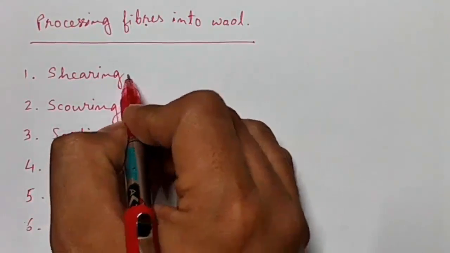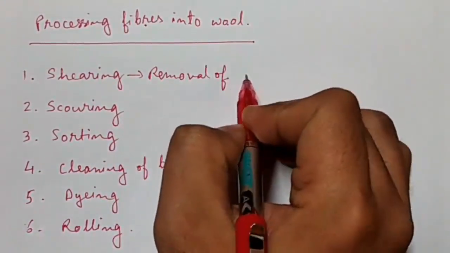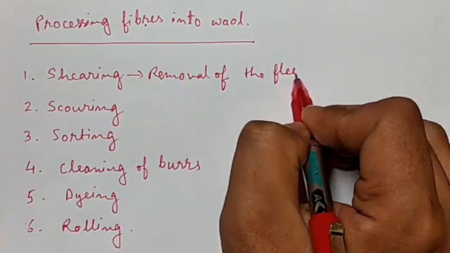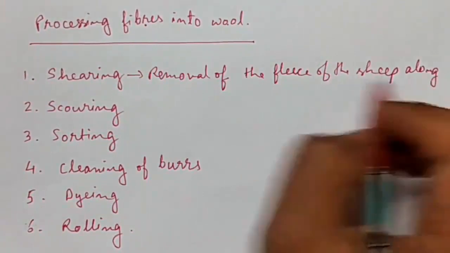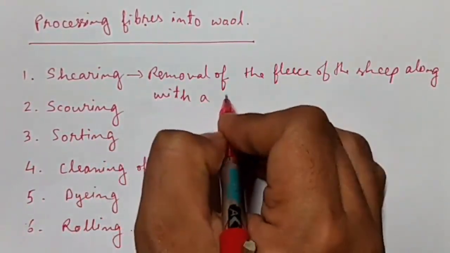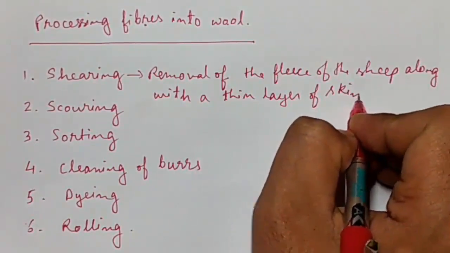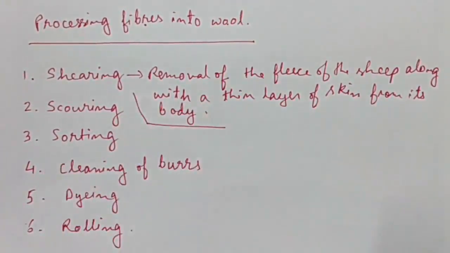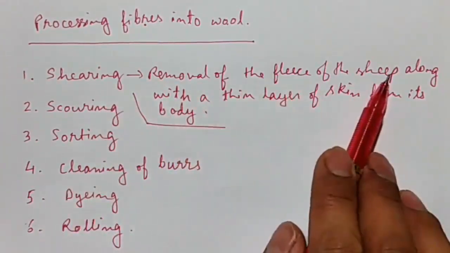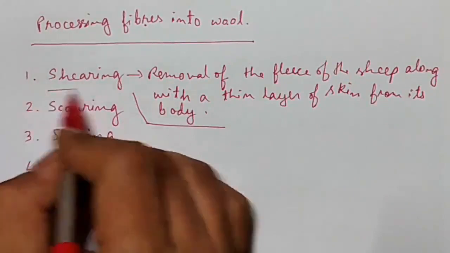The first step, shearing, is the removal of fleece of the sheep along with a thin layer of skin from its body. Okay, try to remember this definition also. Shearing is the removal of the fleece of the sheep along with a thin layer of skin from its body. First of all, we will do this shearing.